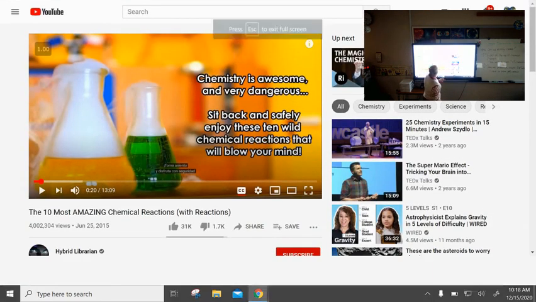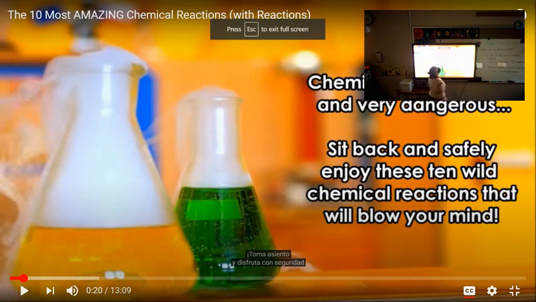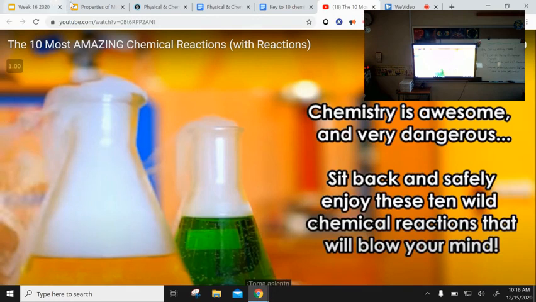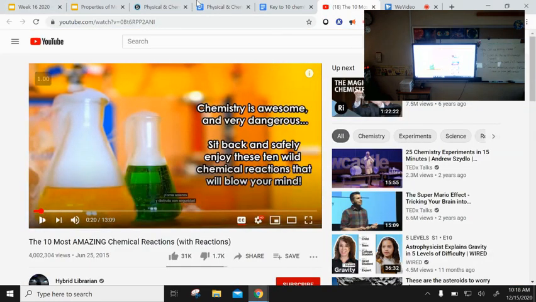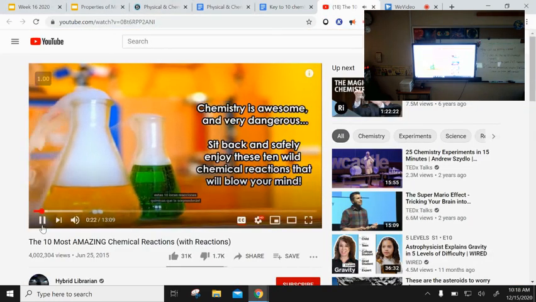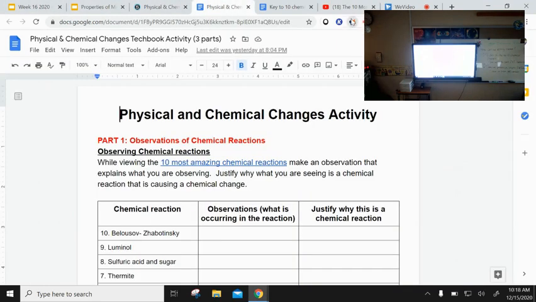Physical and chemical changes activity part 1. Observations of chemical reactions. Observing chemical reactions. While viewing the 10 most amazing chemical reactions, make an observation that explains what you are observing. Justify why what you are seeing is a chemical reaction.